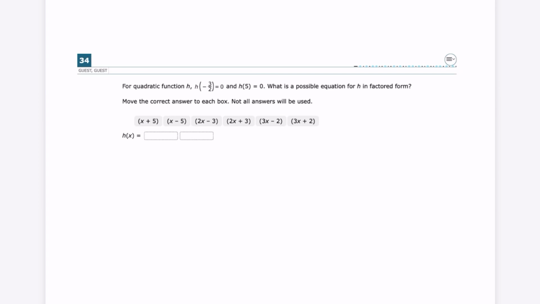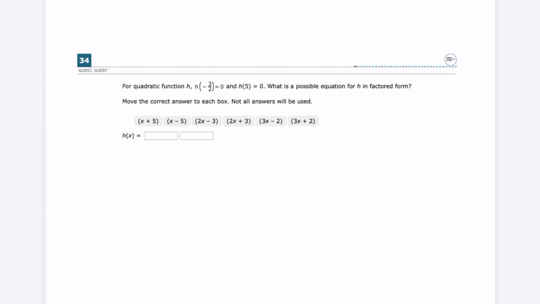This is number 34 from the 2024 Algebra 1 EOC. For quadratic function h, h of negative 3 over 2 is equal to 0, and h of 5 is equal to 0. What is a possible equation for h in factored form?